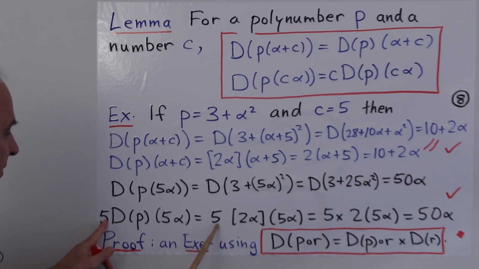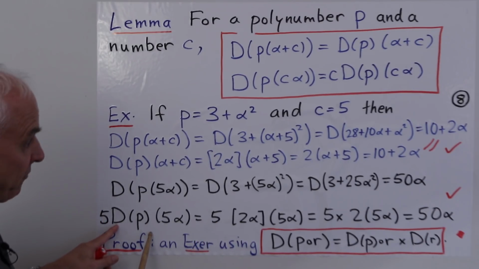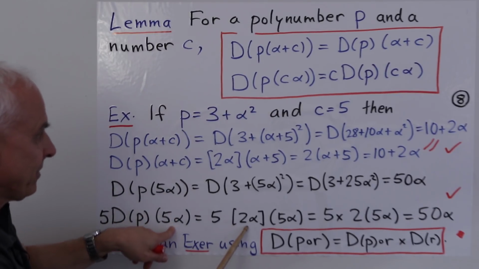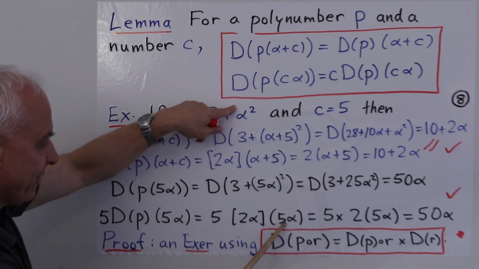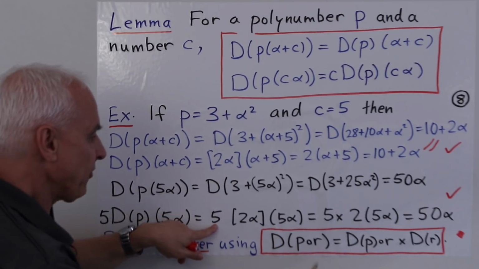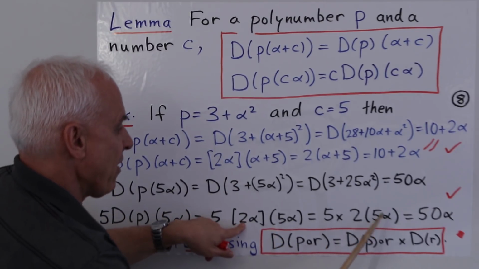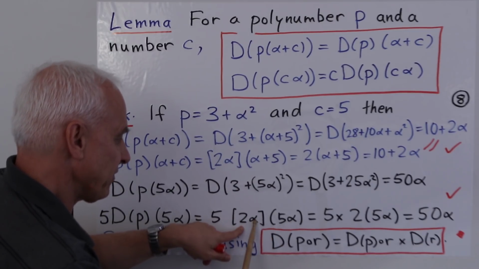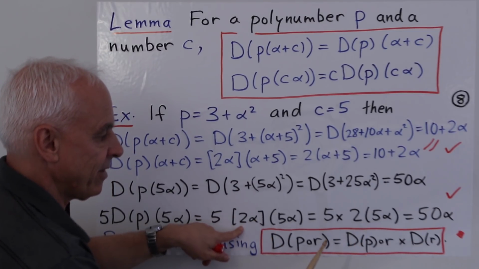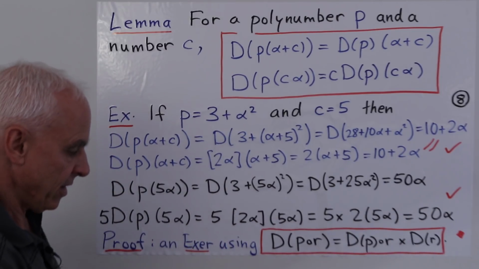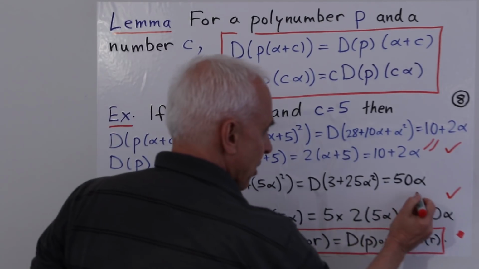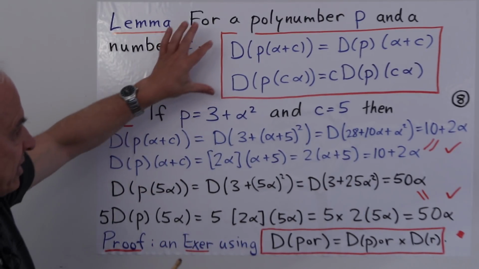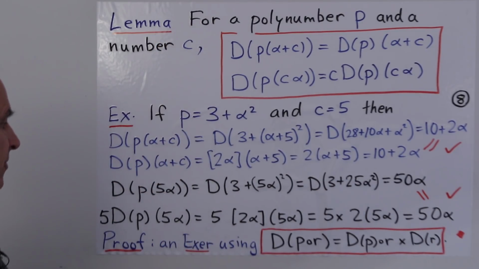D of P of 5 alpha. So there's a 5. And now we're asked to take the derivative of P, which is 2 alpha, and evaluate it at 5 alpha. So it's 5 times 2 times 5 alpha. So we're evaluating this at 5 alpha. The alpha is replaced with 5 alpha. We get 2 times 5 alpha for a grand total of 50 alpha. And that's pleasantly the same thing as we got before. So yes, we can see that those examples illustrate the theorem.